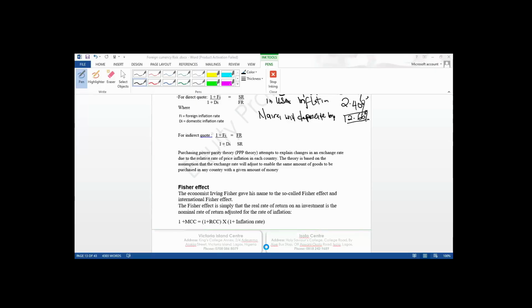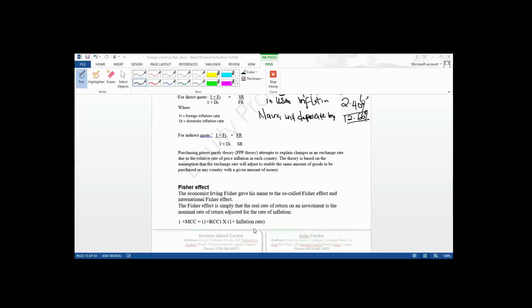So in summary, Fisher argues that these two factors are responsible for fluctuation in exchange rates. And we have the Fisher formula: 1 plus MCC is equal to 1 plus RCC, multiplied by 1 plus the inflation rate.